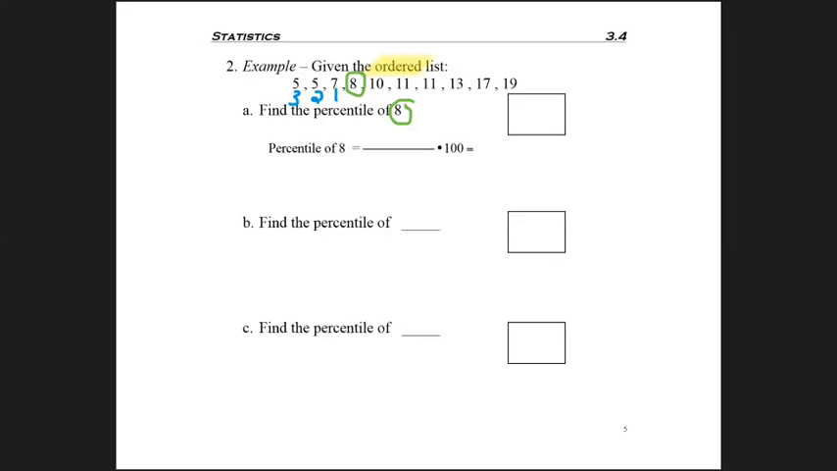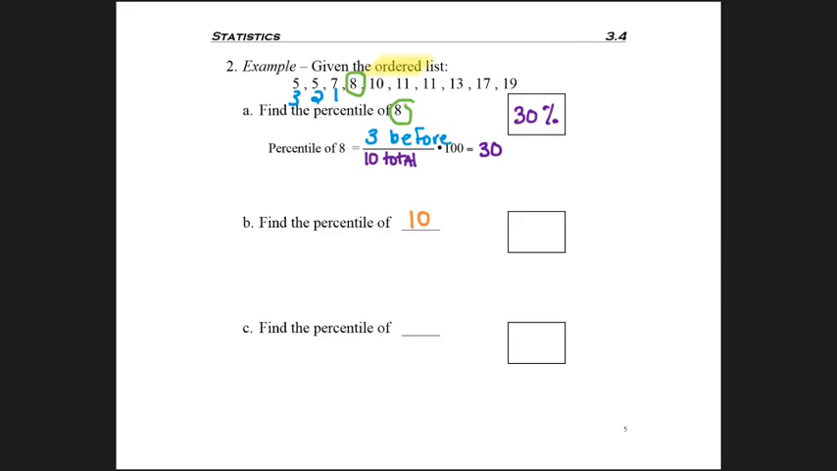So as I go to find my formula, I take the number of items before, 3 numbers before, divide by the total count. I counted up that there are 10 numbers in the list. I multiply by 100 and I get 30. So 30% is the result. So let's go ahead and do another one. This time I'm asked to find the percentile of, it has to be a number that's listed up above, and in this case it's the number 10.